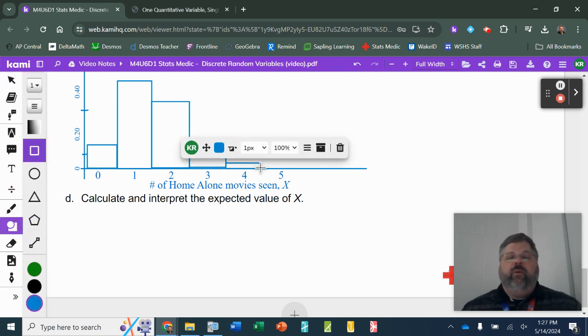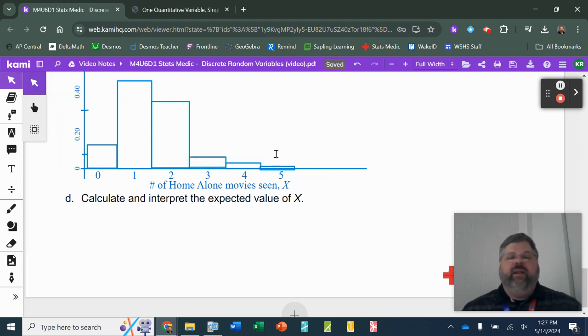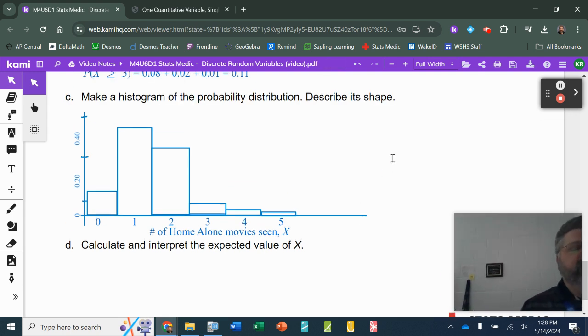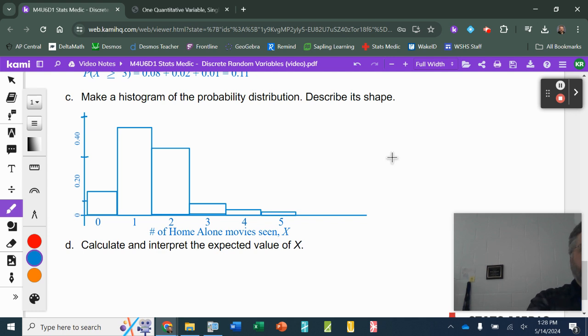All right, so we're going to make one for 5. It's got to be like half that size. And I'm going to move it here in just a second because it's sitting below my axis. If it'll let me grab just the rectangle. There we go. And so here's a sample histogram for the Home Alone movies. And so that's how we would build a histogram for these things.